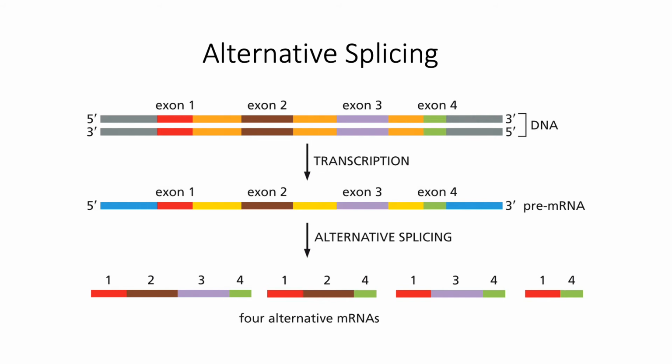And so you get this in different cell types. So the same gene could be expressed in different cell types, but get different proteins depending on how the message is spliced. Or under different environmental conditions, you can get signals that cause the exons to be joined in different configurations. So you get multiple protein products from a single gene. It's extremely common.